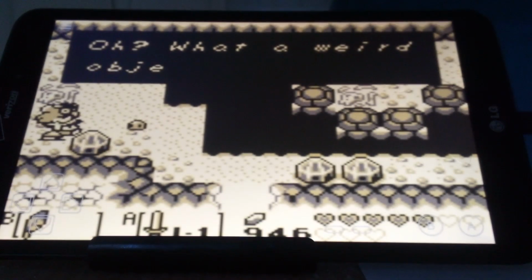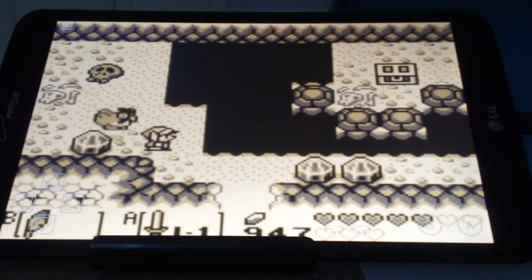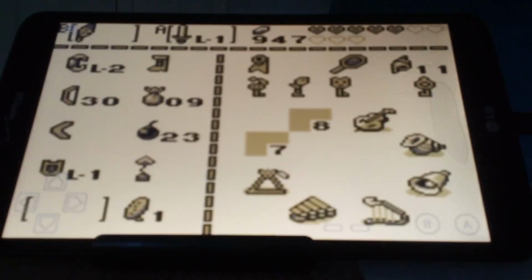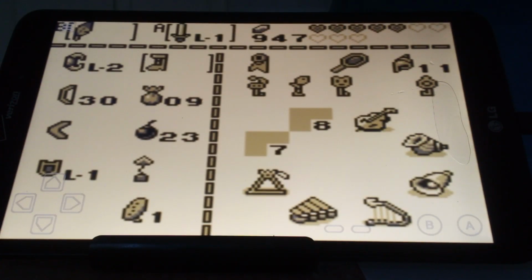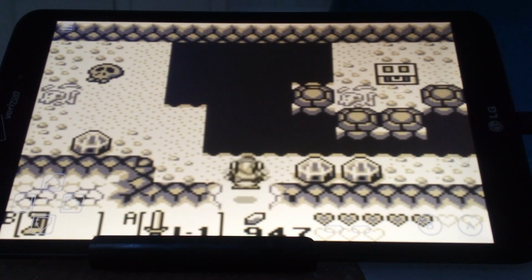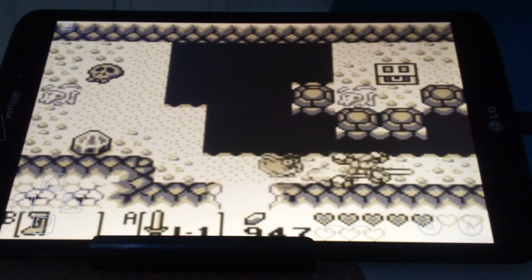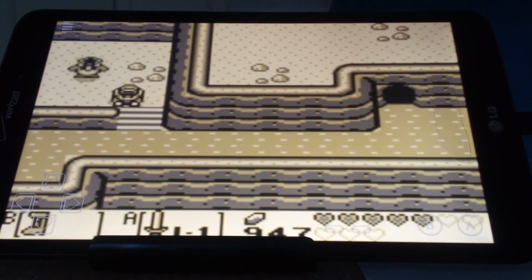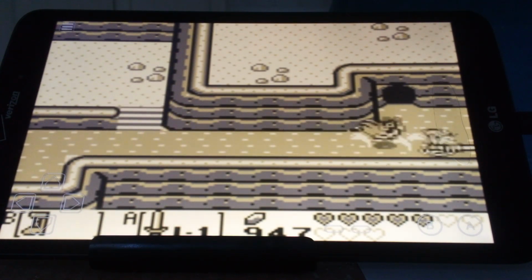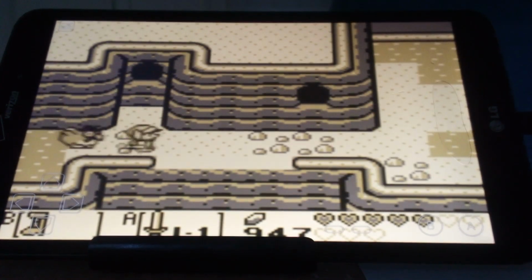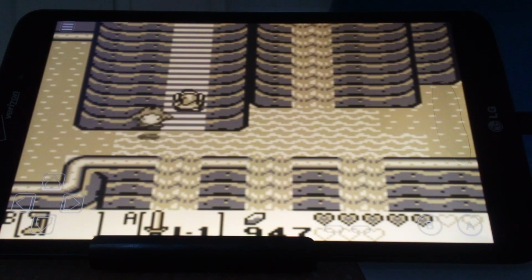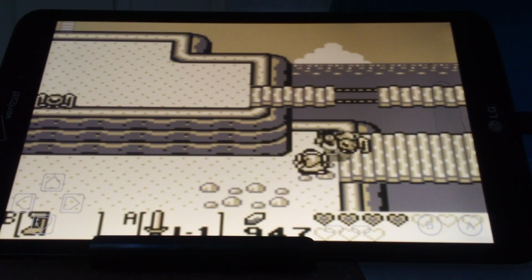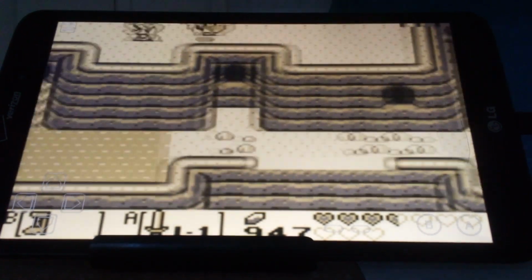There's a piece of heart over there, but I have no idea how to get to it. Oh, I need the Pegasus boots to get over here. Sorry. There we go. Okay, so. Oh, and now that we have the flippers, we can go up here. Oh, bingo, baby. That is what I am talking about. Get out of here, baby boy.